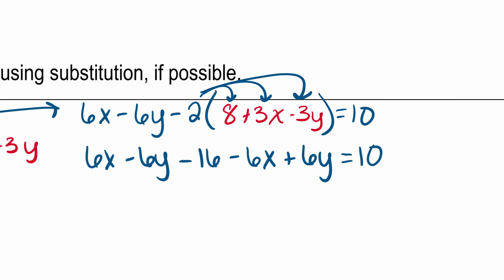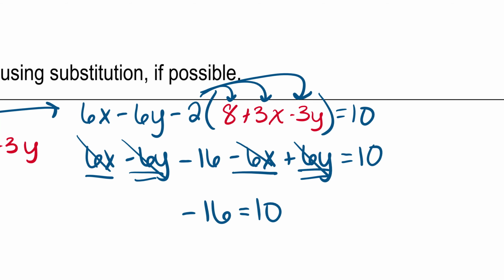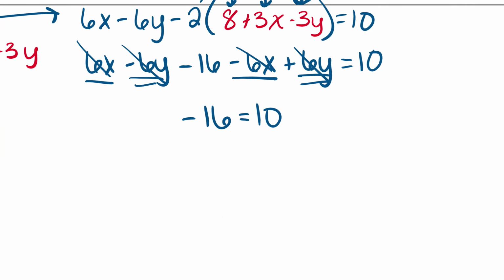Now we combine like terms. Here's where it gets kind of funny. We have 6x minus 6x. That's 0. Negative 6y plus 6y. That is also 0. So what do we have left? Negative 16 equals 10. And because that equation is false, right? Negative 16 does not equal 10. It's false, which means our actual answer is no solution.